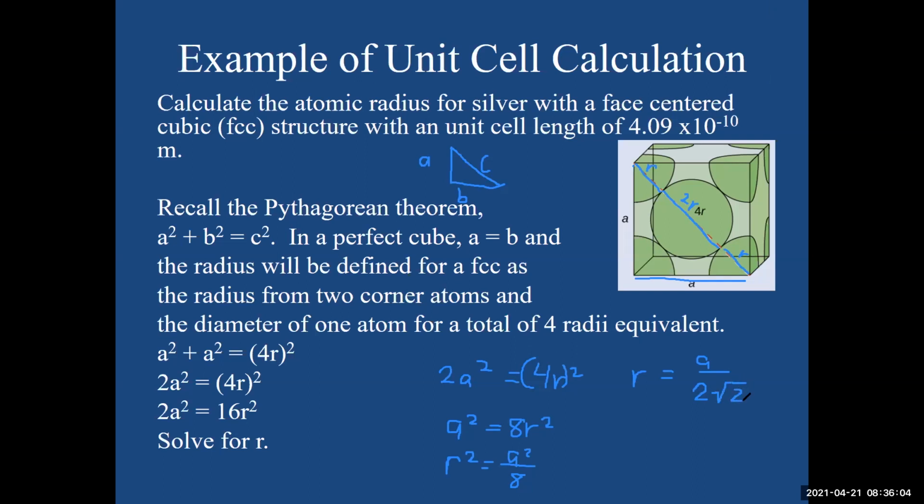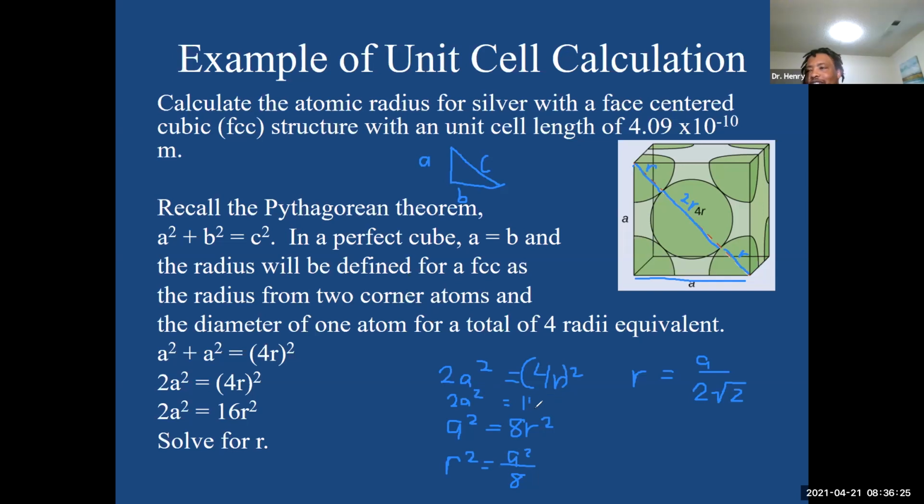Dr. Henry? Yep. Isn't it 16, the 4 squared? Yeah, 4 squared is 16, but we divided it by 2. I was cheating. Sorry, I skipped a step. This is why you don't do it all in your head all the time. Okay, piece of cake. Yes, no, maybe?